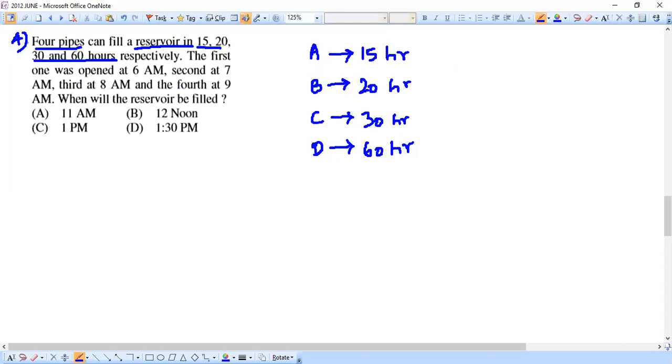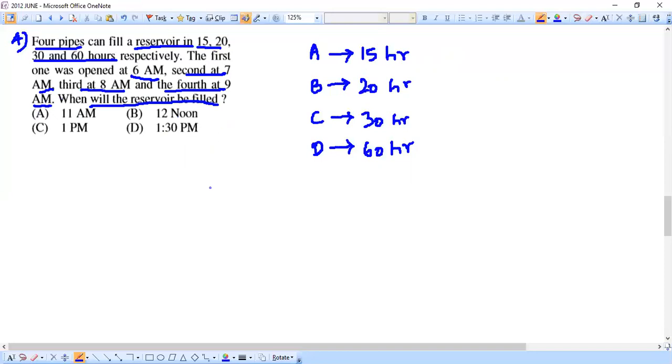Let's see. The first pipe was opened at 6 a.m. So that means pipe A is opened at 6 a.m. The second pipe opened at 7 a.m., the third pipe is opened at 8 a.m., and the fourth pipe is opened at 9 a.m. So with a 1 hour gap, they are opening all the four pipes one after the other. And they are asking at what time the reservoir will be filled. So we need to find what time exactly it will take the tank to fill. This is our question.